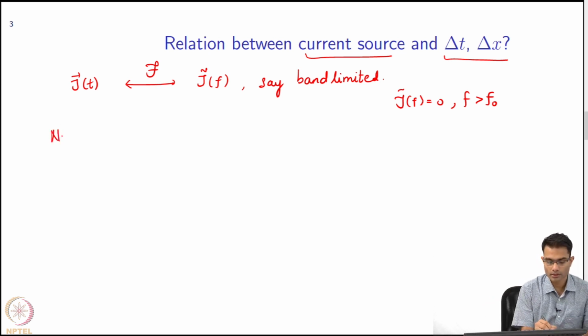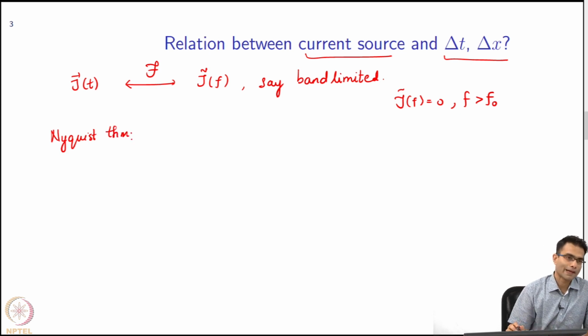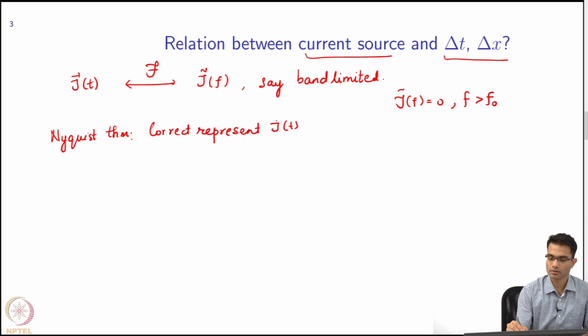Then by the Nyquist theorem, in order to correctly represent this J(t), is there a constraint on the time samples? Yes, right. So what should the time sampling be?